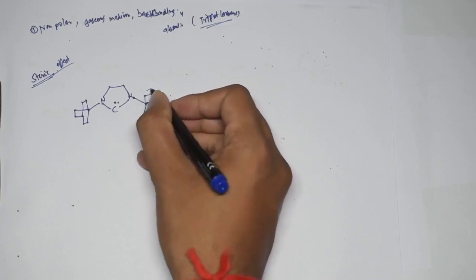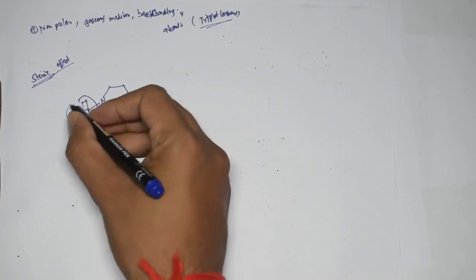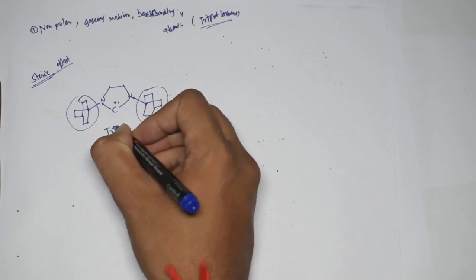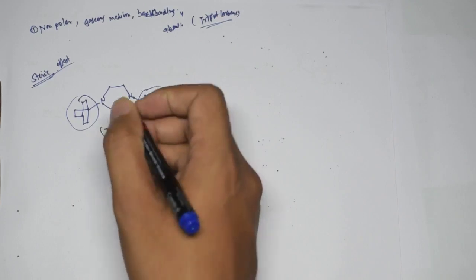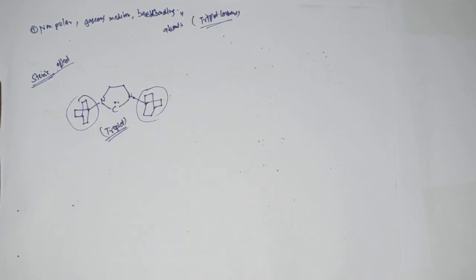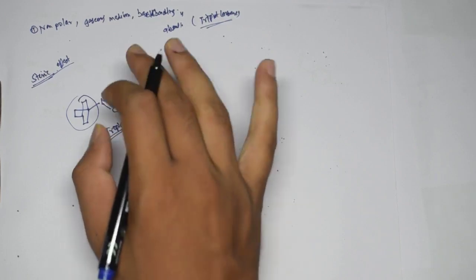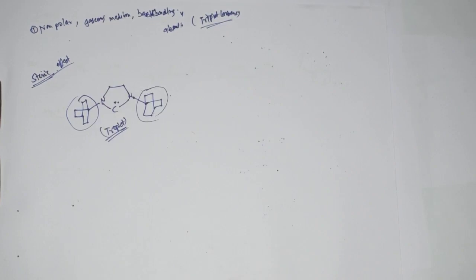So here what you can see, we have this bulky group. In that case this carbene will always exist as a triplet carbene, because we have the steric or bulky groups attached at the adjacent position. So in that case the carbene will always exist as a triplet carbene. So in that case that won't exist as a singlet or the triplet carbene, right.